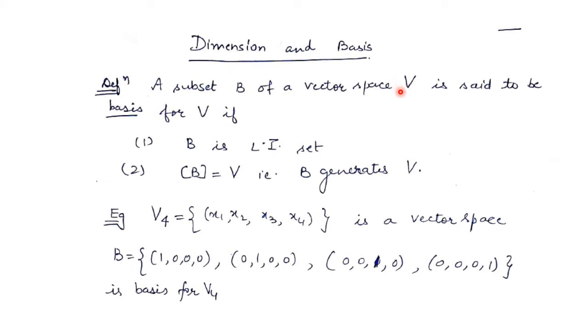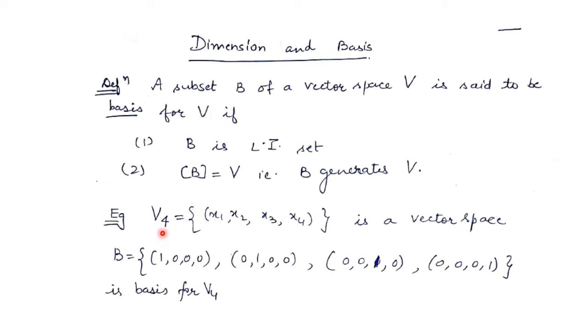So once again, what do you mean by a basis? Let's suppose B is any subset of a vector space V. If this B is a linearly independent set, and secondly the span of B is equal to the whole vector space V, meaning B generates V, then B is said to be the basis for V.